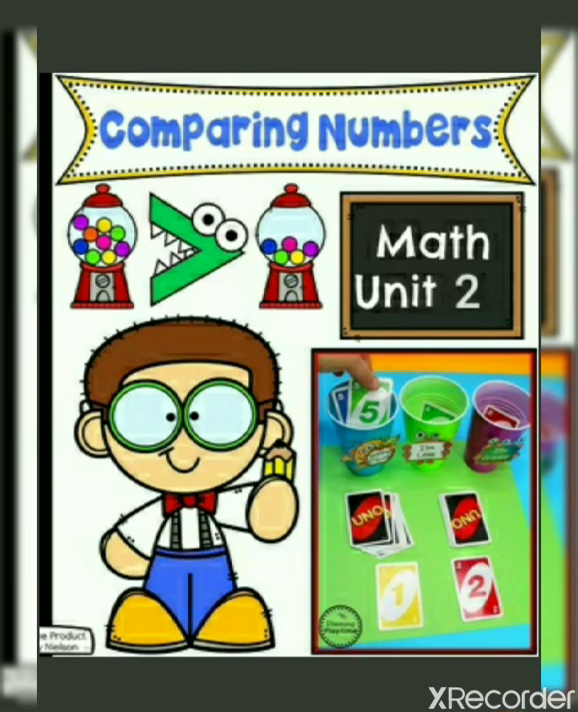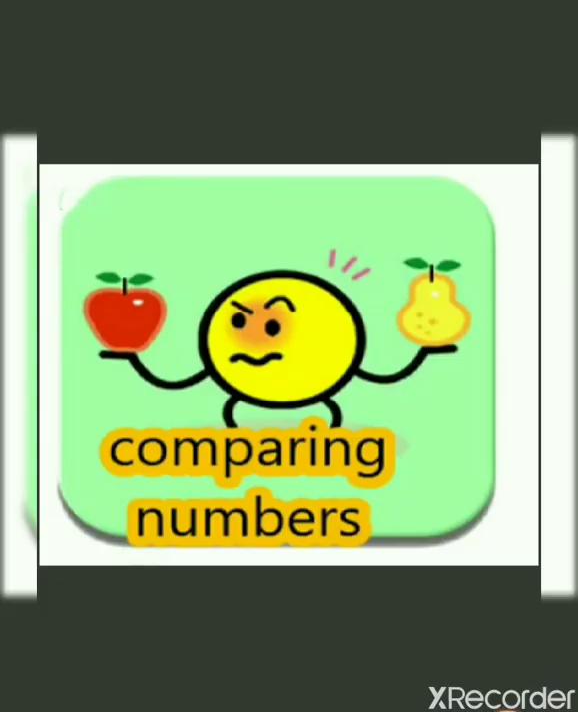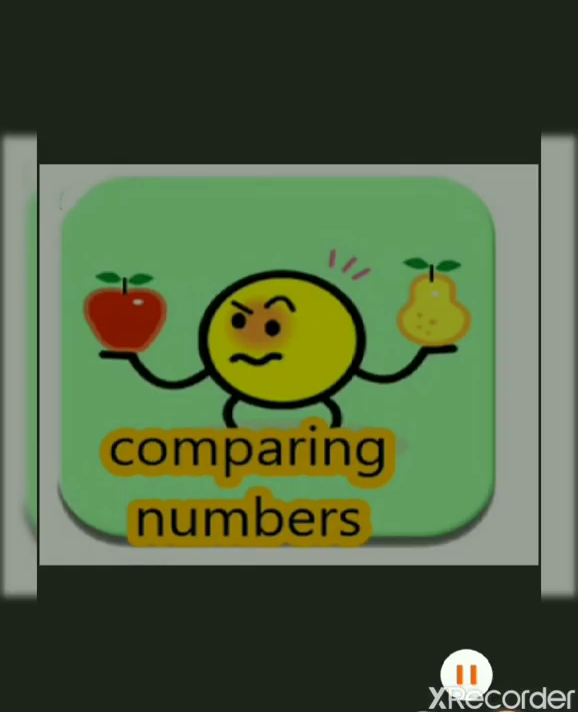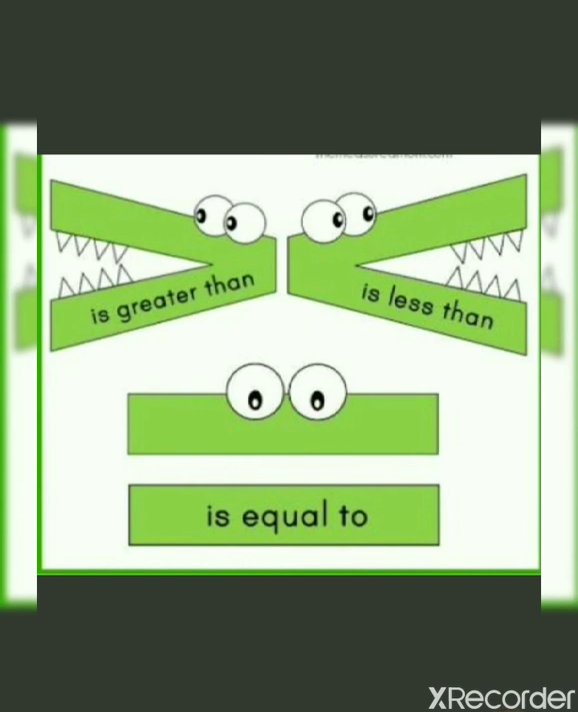The next exercise is on comparing numbers. Here we will cover 3 points, that is greater than, less than and equal to. What do you mean by comparing numbers? Comparing numbers means to find out the differences between numbers and to decide if it is greater than, less than or equal to another number.